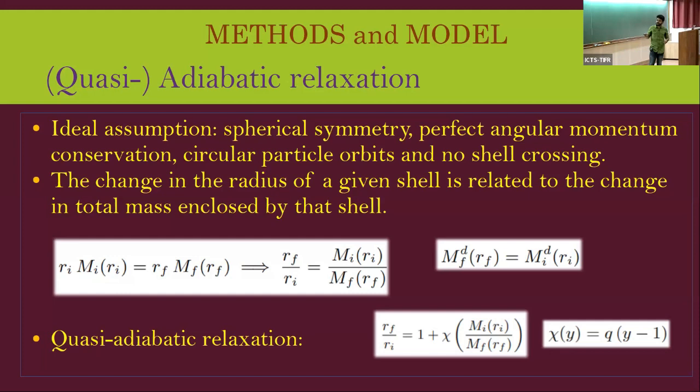This model was proposed early on, but later, with various cosmological simulations, it was not found to work well. So people have come up with modifications, such as this quasi-adiabatic relaxation, where Rf by Ri is written as some function of Mi by Mf. For example, one simple modification is taking a linear form with a factor q: Rf by Ri minus 1 is q times Mi by Mf minus 1. The reason for this form is that when Mi by Mf is equal to 1, Rf by Ri will be equal to 1. This means that when there is no change in the baryonic content within a particular shell, we don't expect any relaxation to have happened under this assumption of angular momentum conservation.